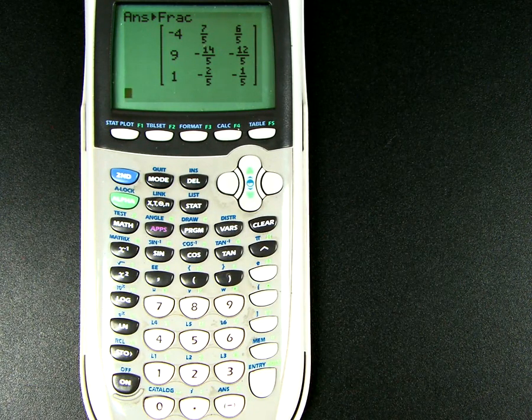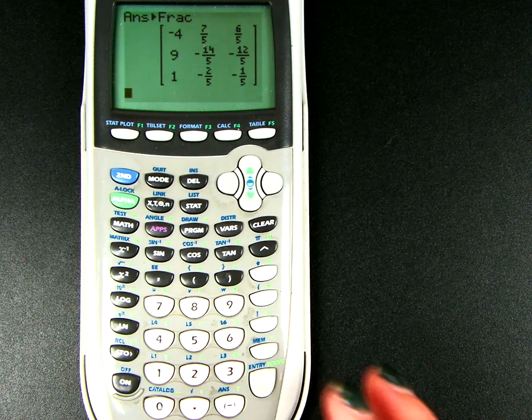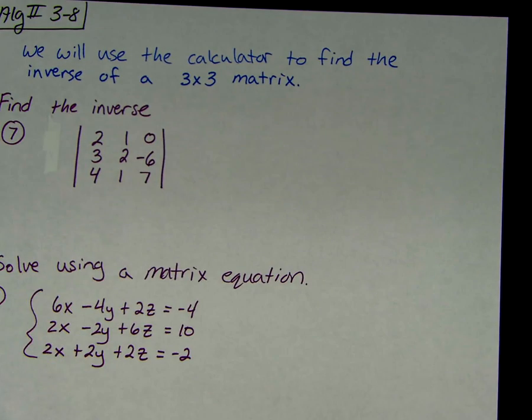Okay, so again, I would pause the video, or you can use your own calculator if you are following along, and we're just going to copy this down to our paper. Okay.